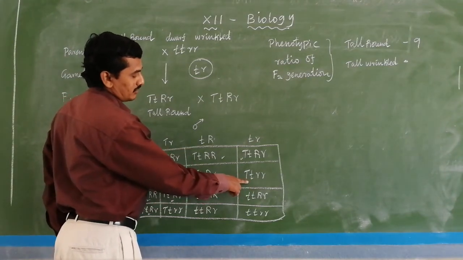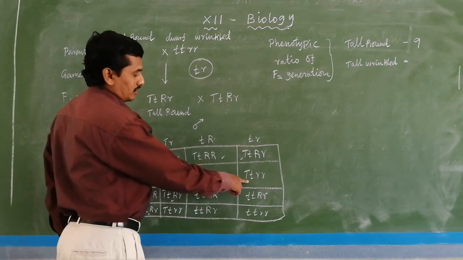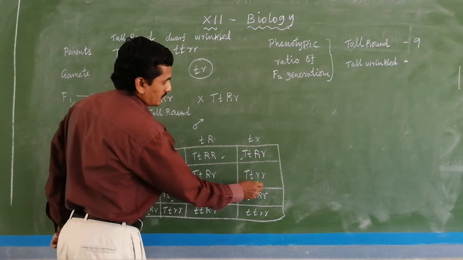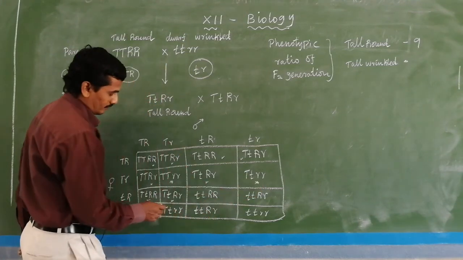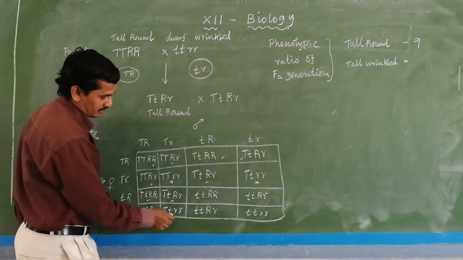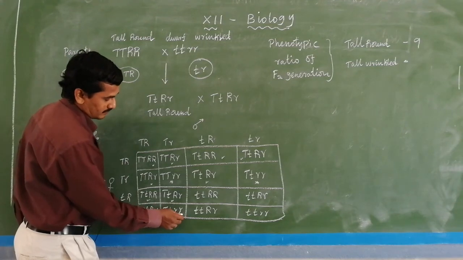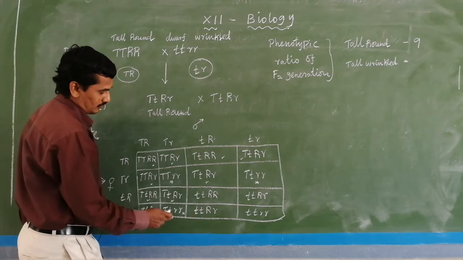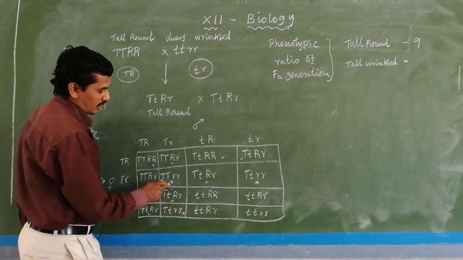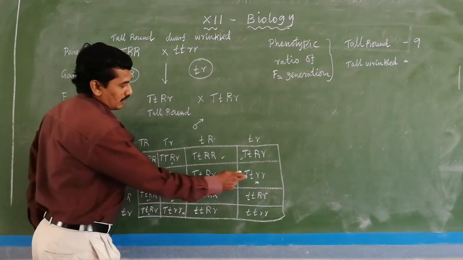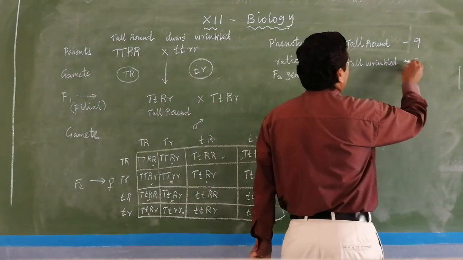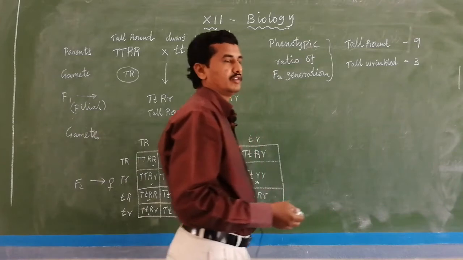Capital T is present, meaning it is expressing the tallness; small r is expressing the wrinkled. So, tall plant with the wrinkled, here already present. These are all dwarf. So, tall plant with wrinkled: 1, 2 and 3. So, tall plant with wrinkled seeds is 3 out of 16.